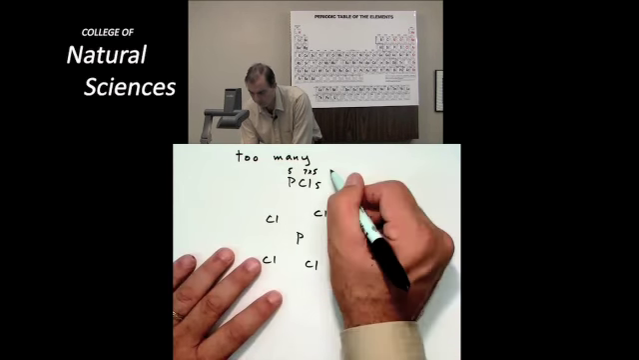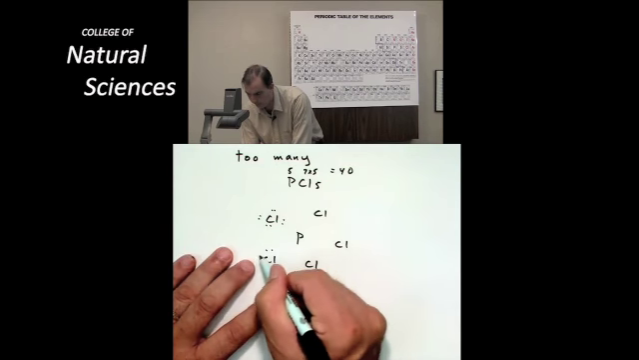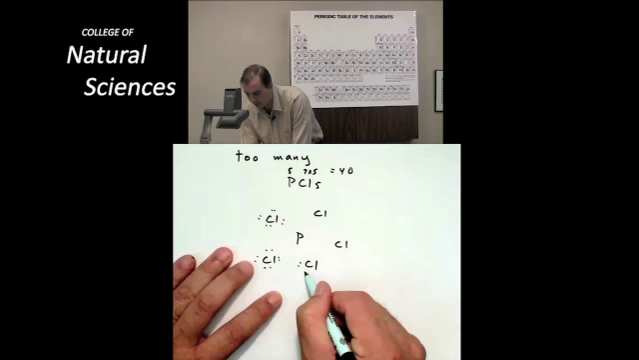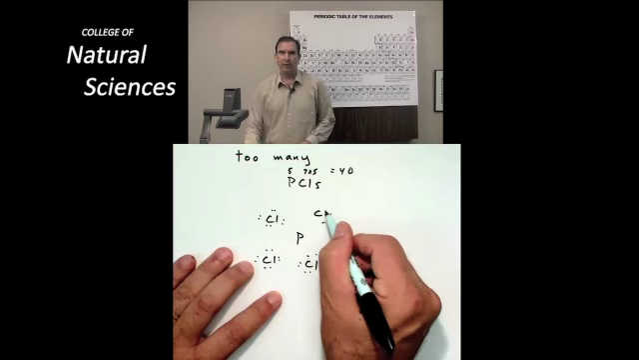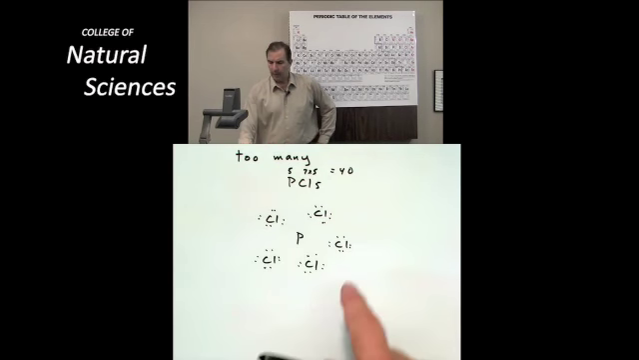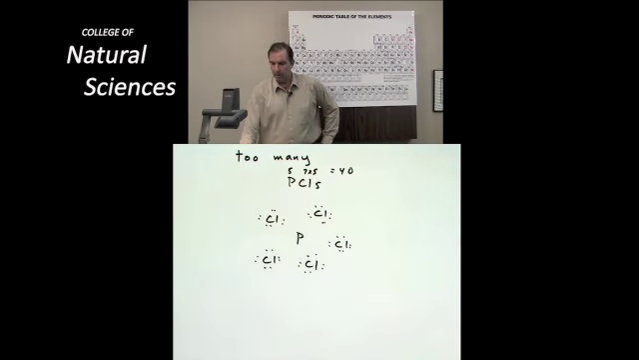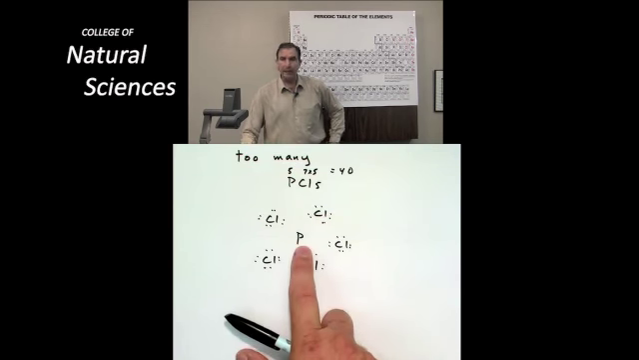1, 2, 3, 4, 5, 6, 7, 8. After a while, we stop this nonsense. But I've made chlorines happy. 8, 8, 8, 8, and 8. Phosphorus has 10. 2, 4, 6, 8, 10. And I can't get away from that.